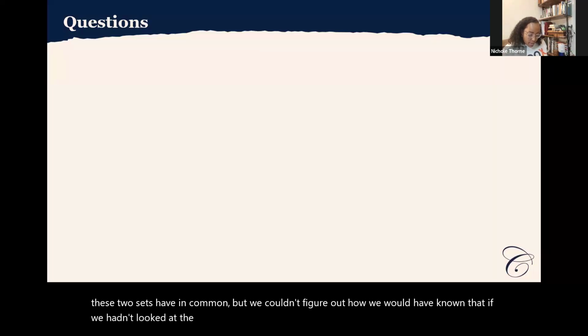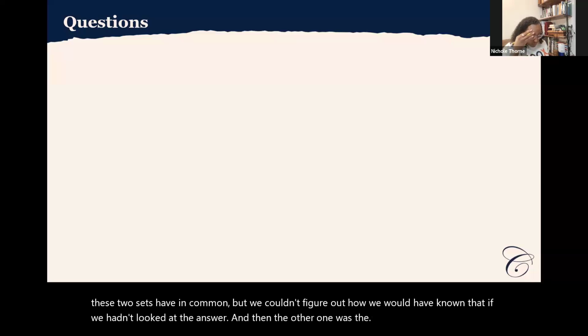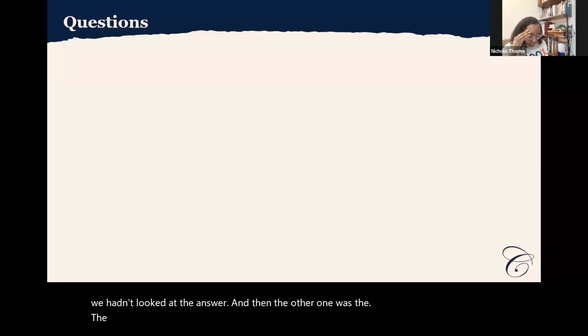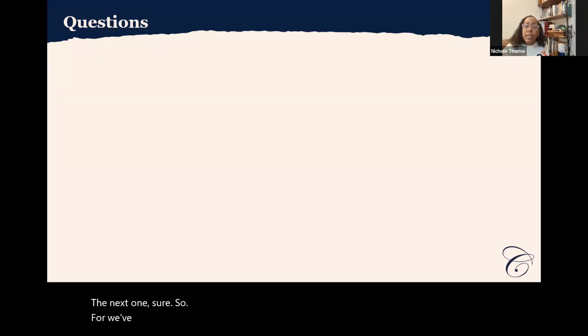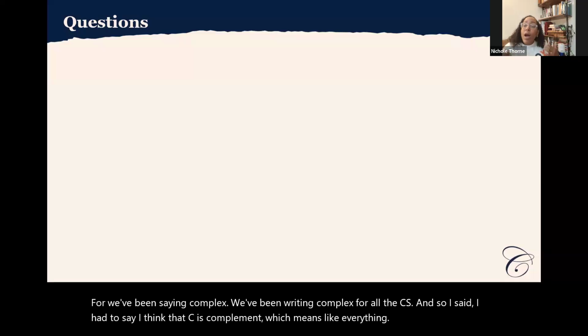And then the other one was the next one. Yeah, C, that was it. The C stands for, we've been saying complex. We've been writing complex for all the C's. And I had to say, I think that C is complement, which means everything that's not in there. But she was trying to figure out how she would have known that if I hadn't known that.